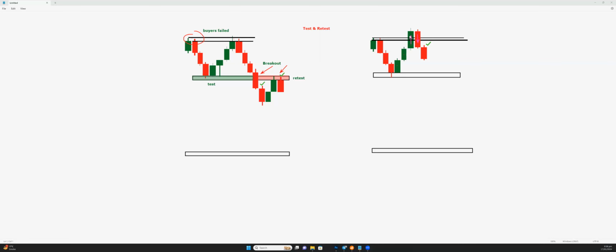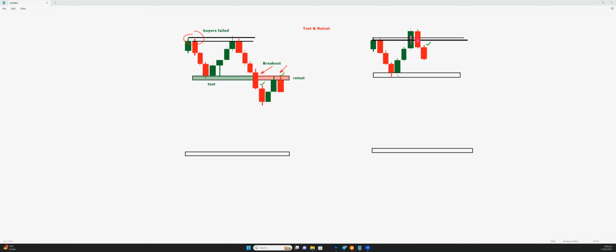Here, the bias failed after the breakout. Before, they failed before the breakout; here, after the breakout, they failed. So this type of breakout you will mostly find. And this breakout will be a continuation. On the next candlestick, you can go for the trade.